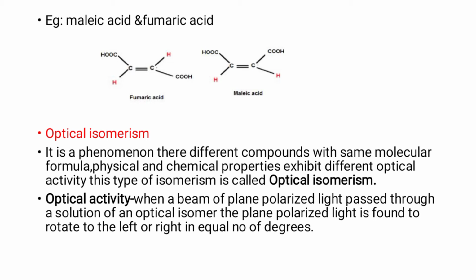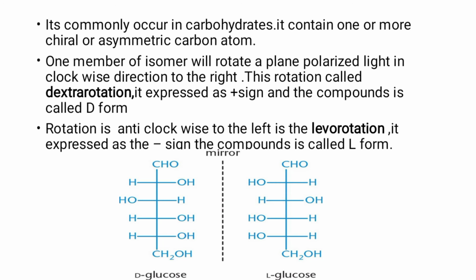Next type of isomerism is optical isomerism. It is a phenomenon where different compounds with the same molecular formula, physical and chemical properties exhibit different optical activity. This type of isomerism is called optical isomerism. Next is, what is optical activity? When a beam of plane polarized light passes through the solution of an optical isomer, the plane polarized light is found to rotate to the left or right in equal number of degrees. It commonly occurs in carbohydrates. It contains one or more chiral or asymmetrical carbon atoms.